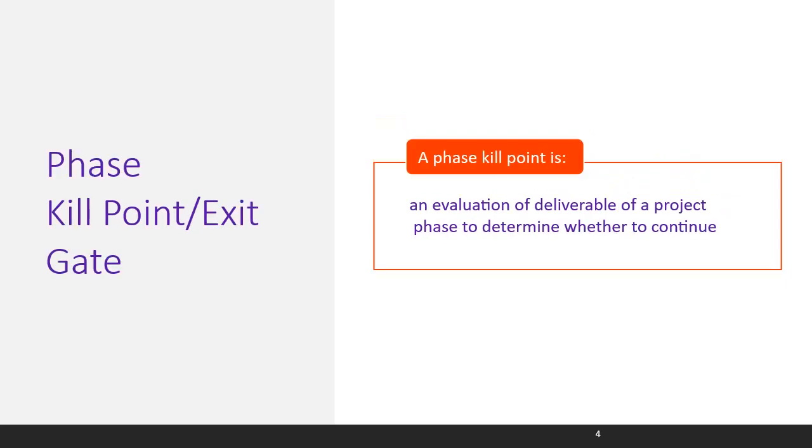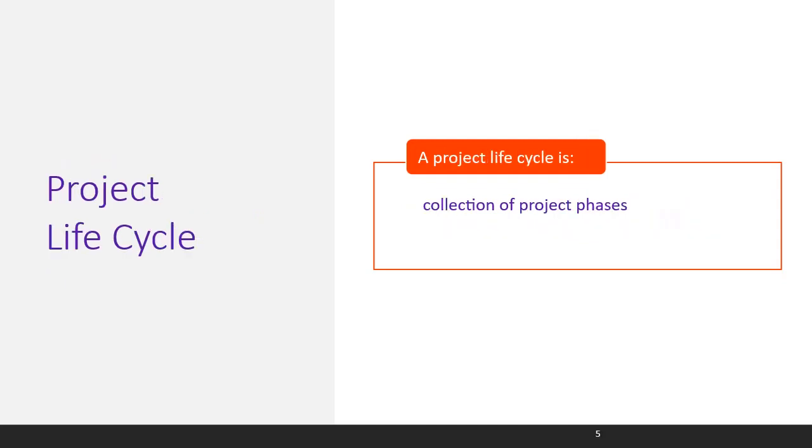The next concept is phase kill point or exit gate. A kill point or an exit gate is an evaluation of deliverables of a project phase to determine whether to continue. It is like making a decision that the project is still viable. With these concepts in mind, we will move towards project life cycle.